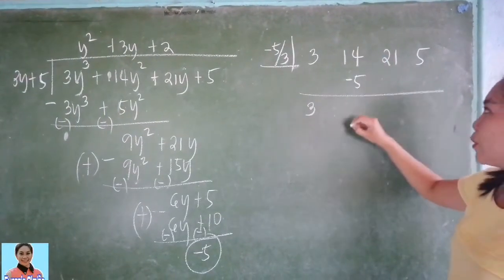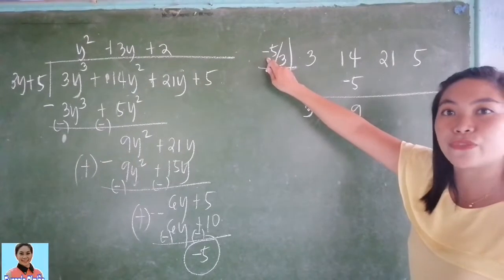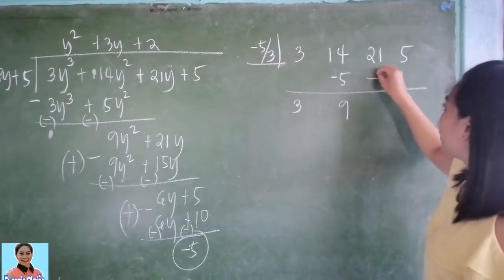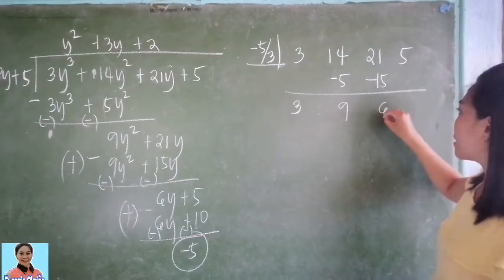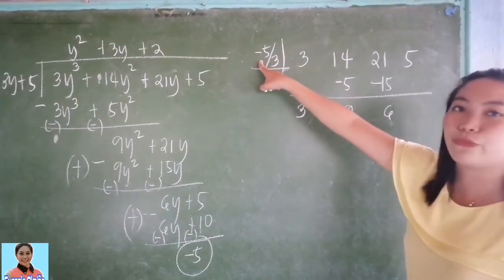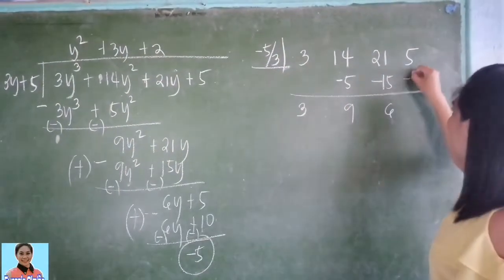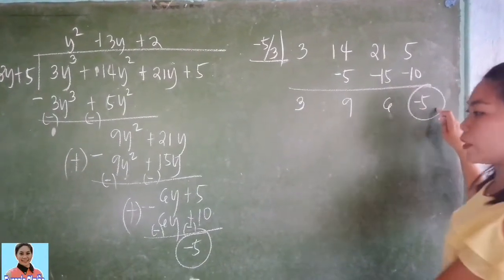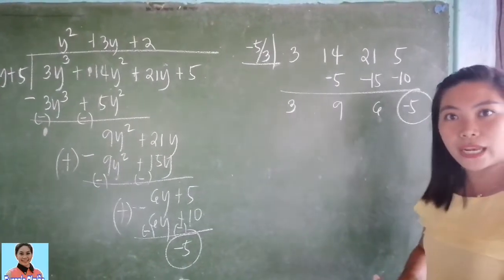14 minus 5, you have 9. 9 multiplied by negative 5, you have negative 45. Divide by 3, you have negative 15. 21 minus 15, you have 6. 6 multiplied by negative 5, you have negative 30. Divided by 3, you have negative 10. So, 5 minus 10, you have negative 5. And tada, our remainder is already correct. Diba? Kasi nga, magkapareho sila.